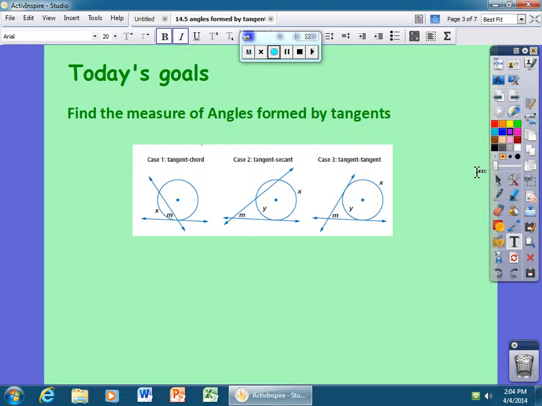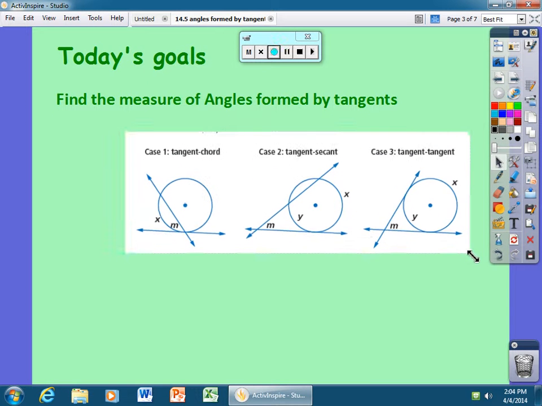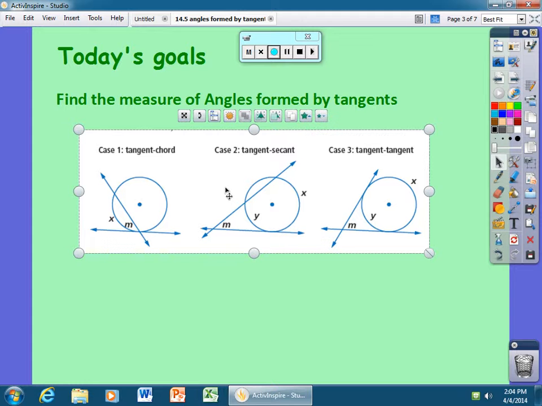Alright, so what we're going to find out today is we're going to look at angles formed by tangents. Just like when we had angles formed by secants, it's kind of like the same thing. So there are three different scenarios here. You can have them where they meet on the circle. So here, this is a secant, this is a tangent, they meet on the circle. This is a secant, this is a tangent, it meets on the circle, and these two are two tangents.